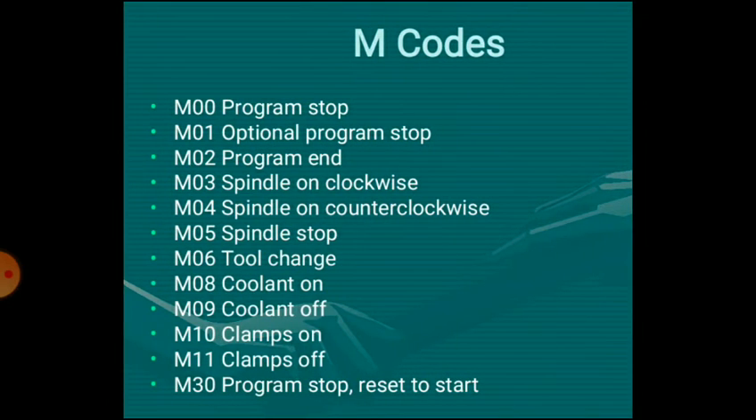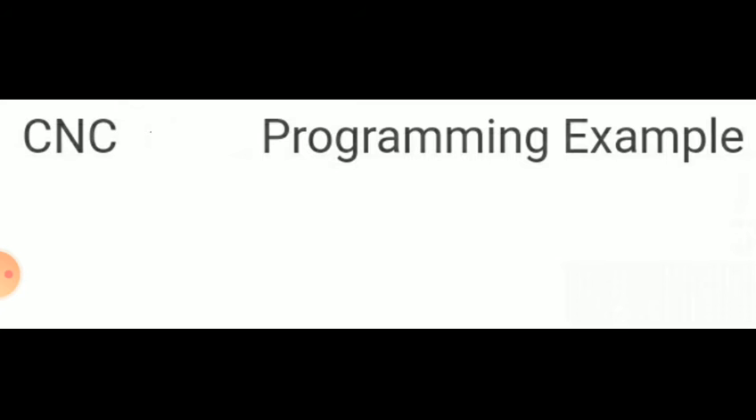And one more that is given in this slide, that is M30, that is program stop and reset to start. So that is the last code. At the end of the program, this code M30 is used. Then we will see some examples on CNC milling operation.